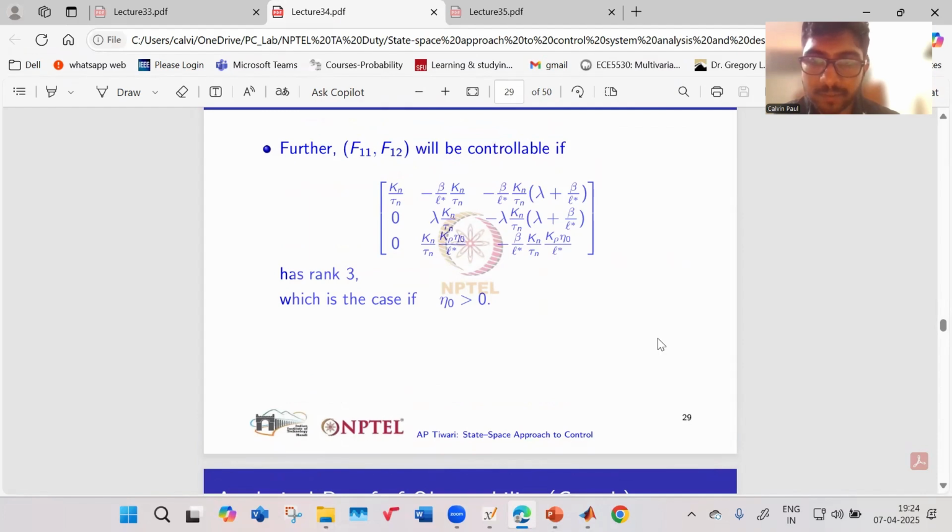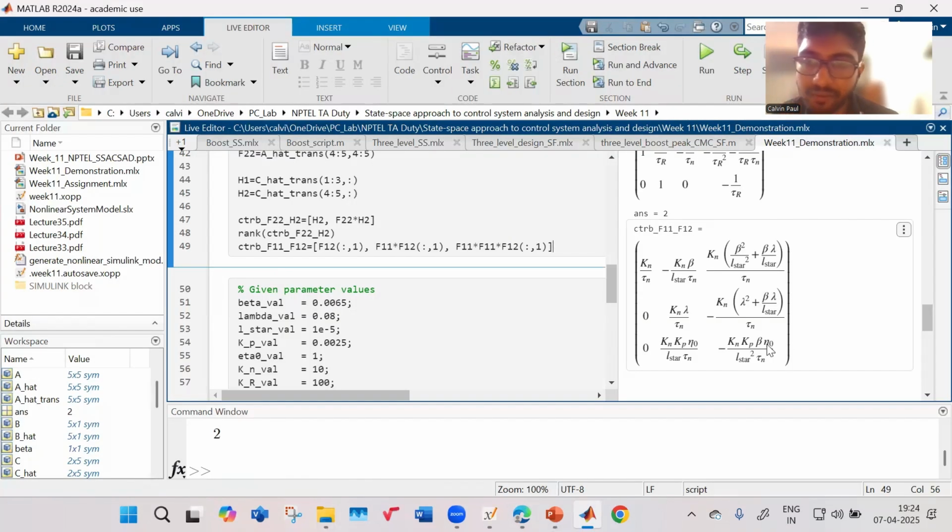So what is this rank? Kn is positive, Kp is positive, L star is positive, tau n is positive. So only eta naught we don't know exactly what it will be. If eta naught is 0, then this whole row will be 0, and then our system is not controllable, right? So this is how we can get. That's why the condition has been proved that for controllability, eta naught should be greater than 0. And the physical significance is that eta naught cannot be less than 0 because you cannot have a negative neutron flux density. Okay, so this is what has been proved.